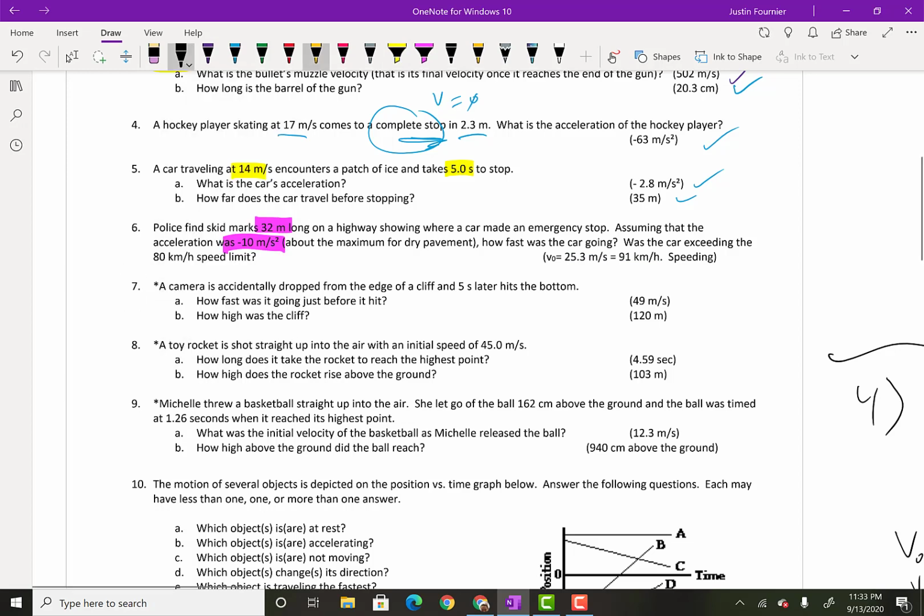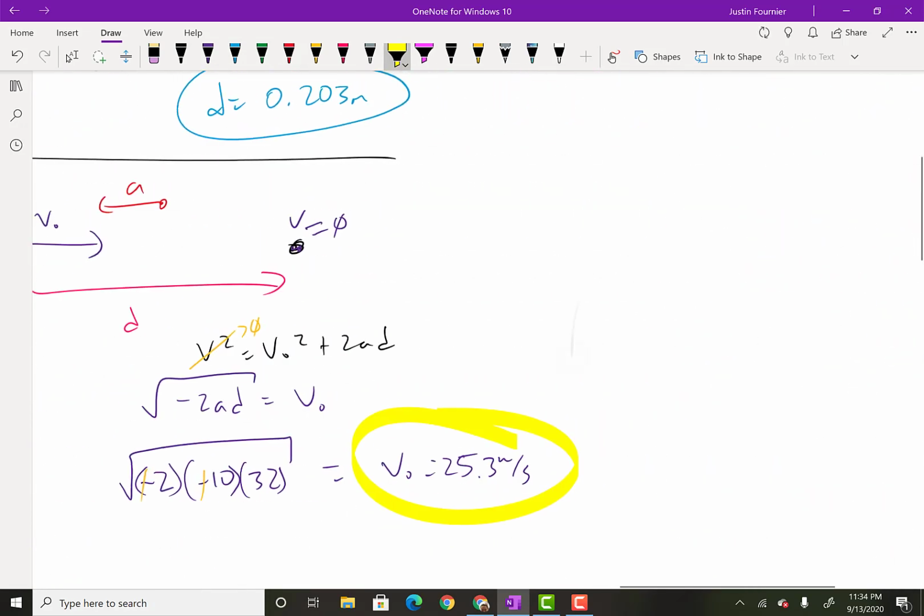It says a camera is accidentally dropped off the edge of the cliff. Dropped off the edge of the cliff. That must mean then the initial velocity is equal to 0. And then 5 seconds later, it hits the bottom. How fast was it going before it hit? All right, let's do this.